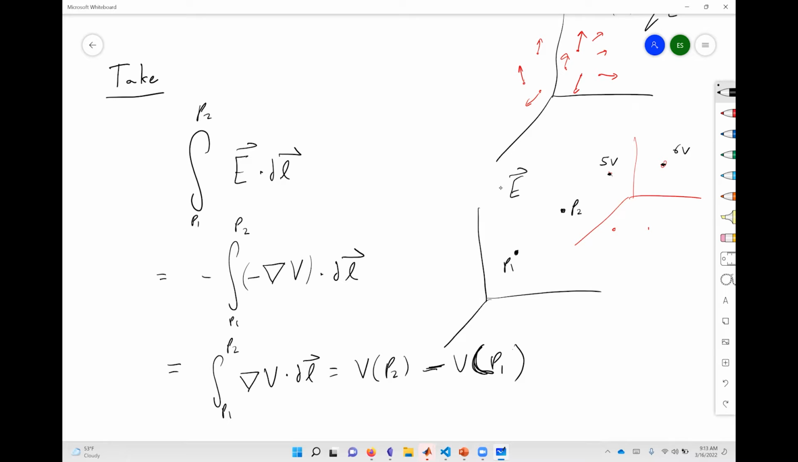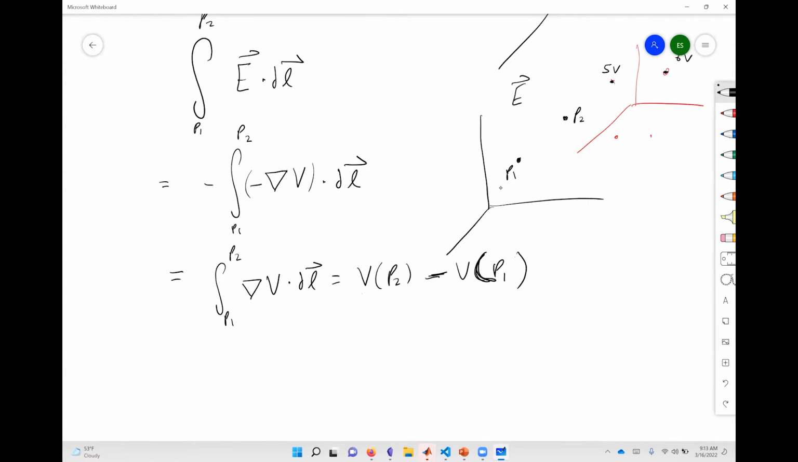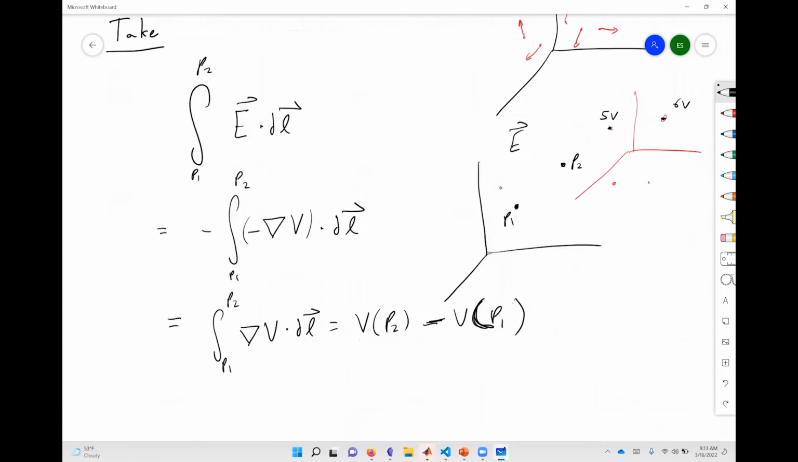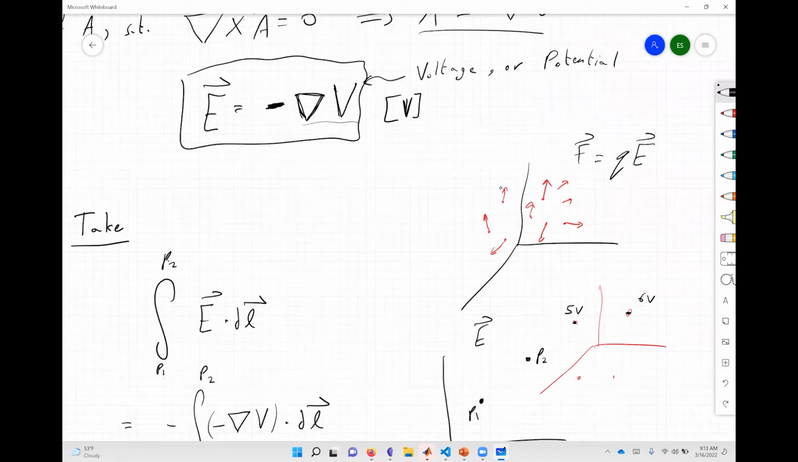Okay, so interesting thing. So, right, we go from P1 to P2. P1 is the start point, P2 is the end point. Instead of E, I put minus gradient V.